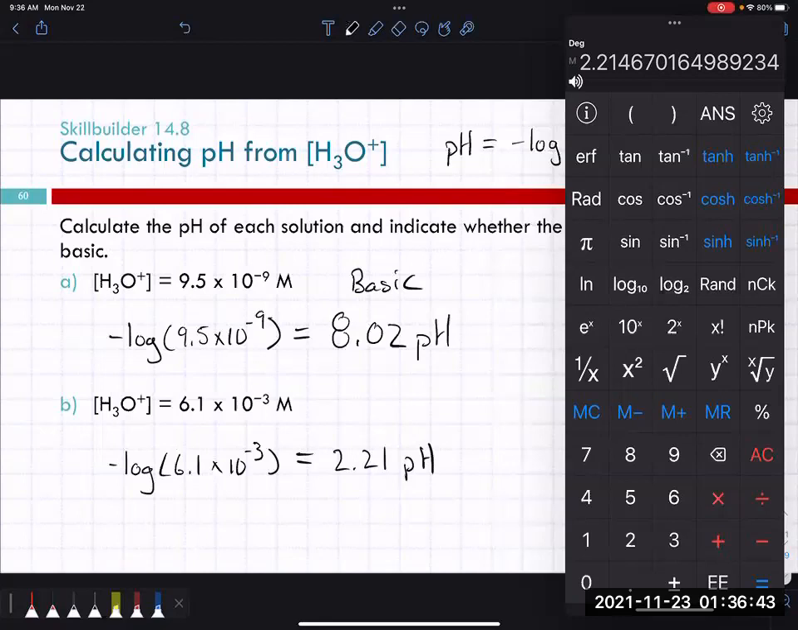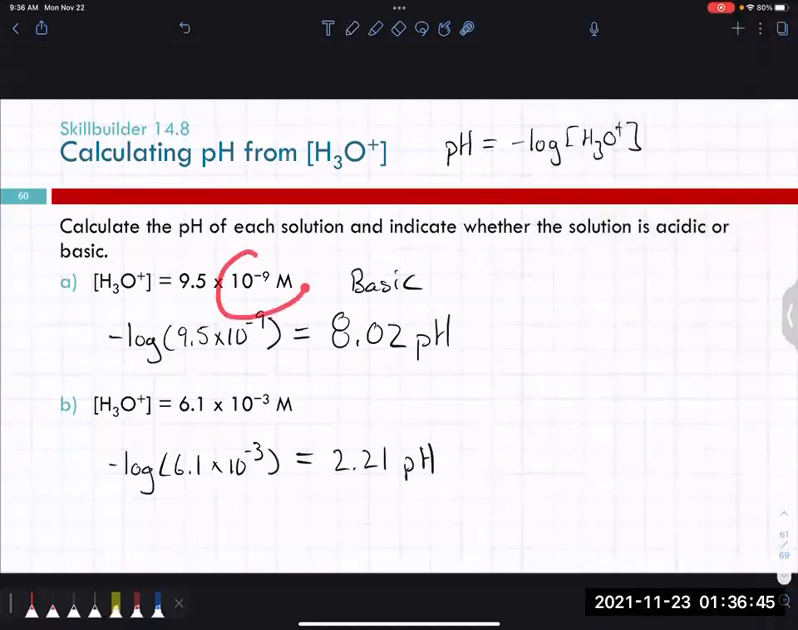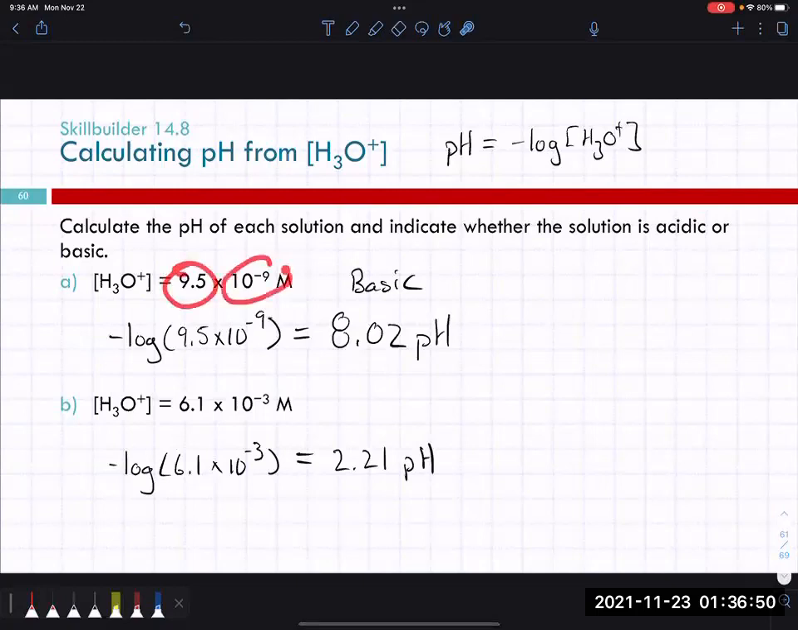And you can see, especially with these examples, how you can't just use the exponent to figure out what your pH is going to be. So 9.5 times 10 to the negative 9 is actually really close to being 10 to the negative 8. So we get 10 to the negative 8.02, or pH of 8.02. This one is 6.1 times 10 to the negative 3. So we end up actually with a pH of 2.21. So unless you're like a savant for doing logarithms in your head, you really need to do the calculations.